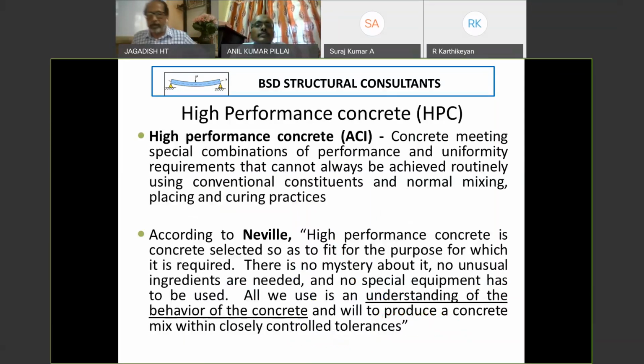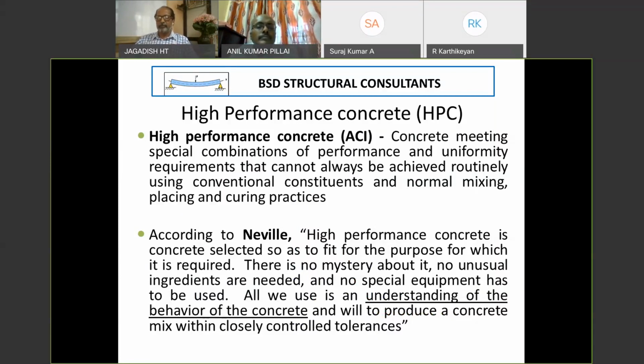Now, the next type of concrete, we talked about heavy density concrete. Next is high performance concrete. Now, we can define high performance concrete as simply this. As per ACI, it is concrete meeting a special combination of performance and uniformity requirements that cannot always be achieved routinely using conventional constituents and normal mixing, placing, and curing practices.